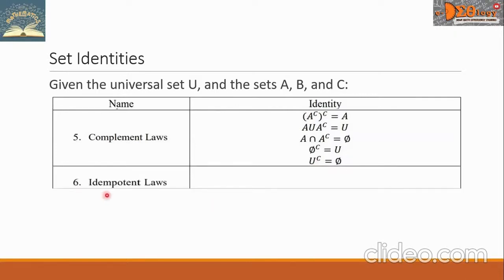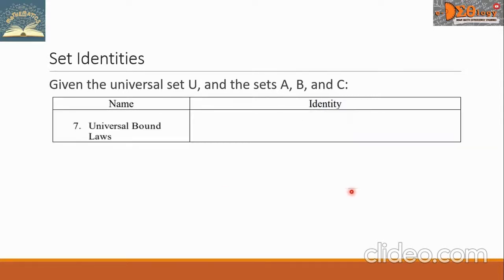Number 6 is idempotent laws. We say that A ∪ A equals A. A ∩ A equals A. Number 7 is universal bound laws. A ∪ U equals U. A ∩ ∅ equals ∅.